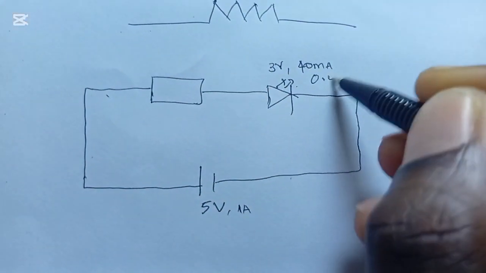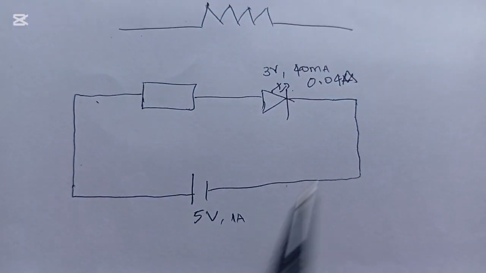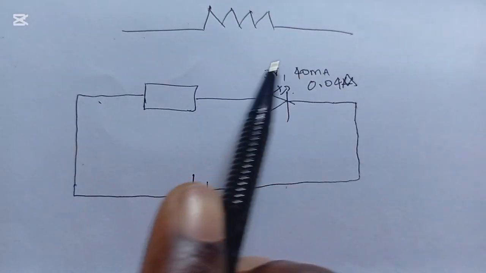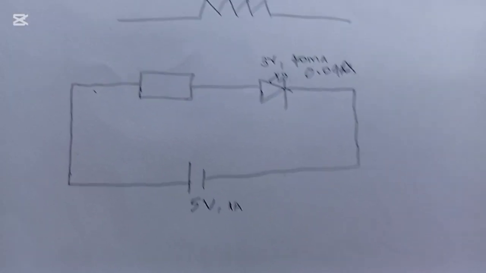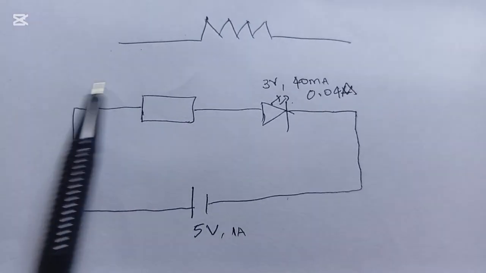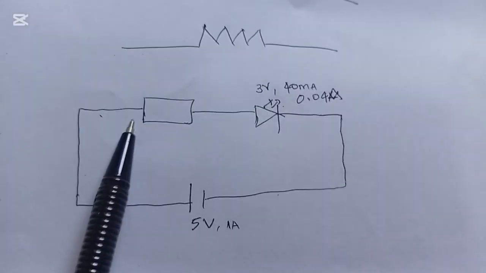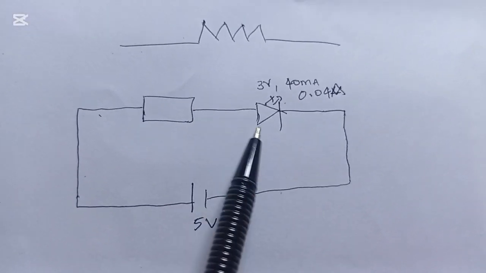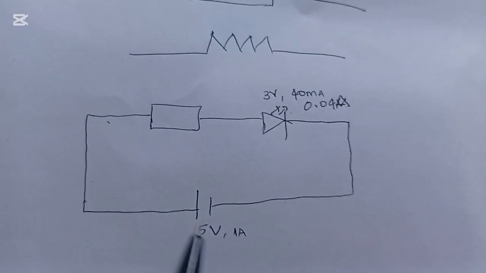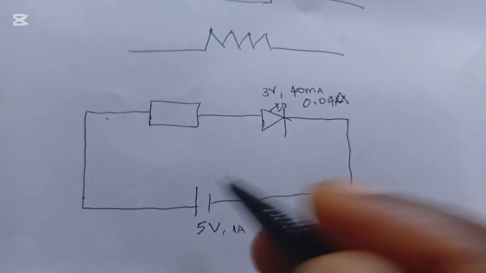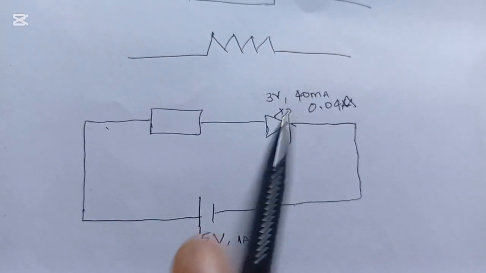This is like 0.04 amps. You see the amperage of the supply is very high. So if you connect this LED directly without a resistor, that's the reason why the first LED blew up. But when you connect a current limit resistor in series with this LED, this resistor is going to protect this LED. This resistor is going to dissipate some of the power from the source into heat and provide the required current for the LED.